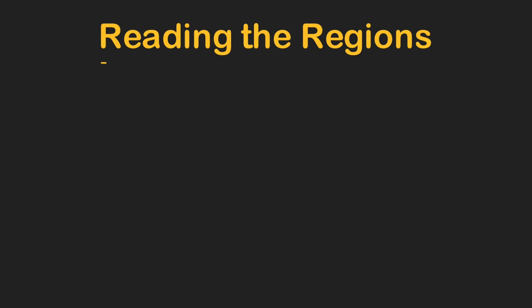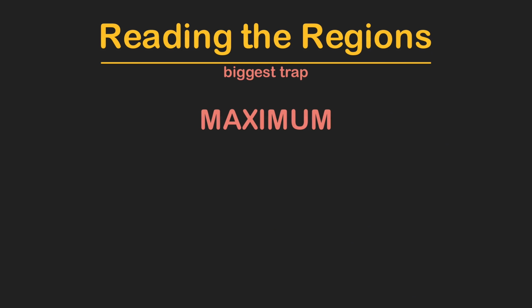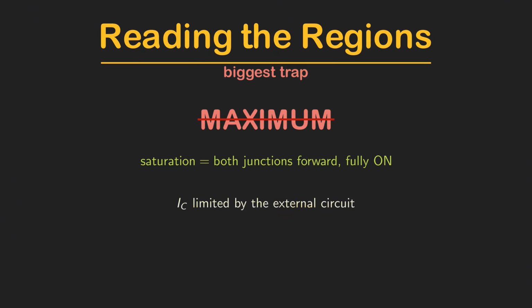Now, the single biggest misconception in this entire topic lives right here, so listen carefully. Students hear the word saturation and they think it means maximum performance. In a transistor, saturation simply means both junctions are forward biased and the device is fully switched on. The collector current is now limited by the external circuit, not by the transistor itself. And once more, in saturation, the formula collector current equals beta times base current is no longer valid. Keep that one close because it is the most common trap on exams.